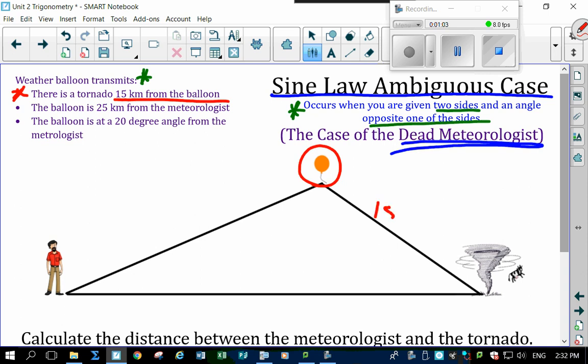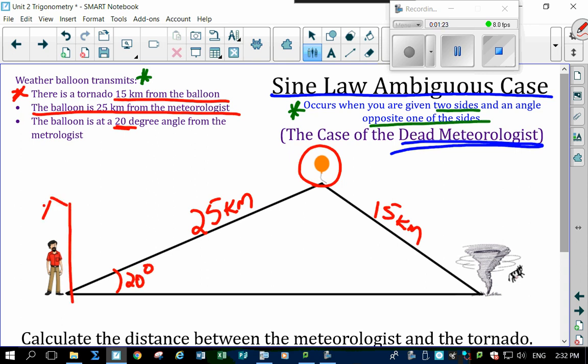So it's out here, 15 kilometers. He's also told that the balloon is 25 kilometers from the meteorologist. So that's 25 kilometers. Oh, how sweet. He even knows that the balloon is at a 20-degree angle to that lovely meteorologist right here. So here he is sitting in his hut, right like that. And he's doing all of these beautiful calculations, and he's trying to figure out where this tornado is. And he thinks he's safe.